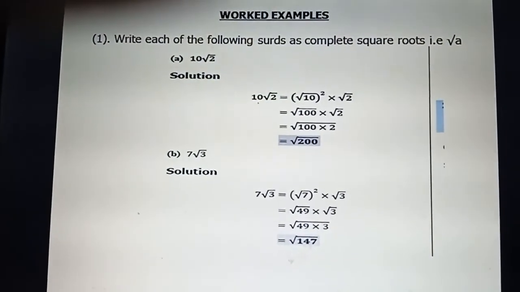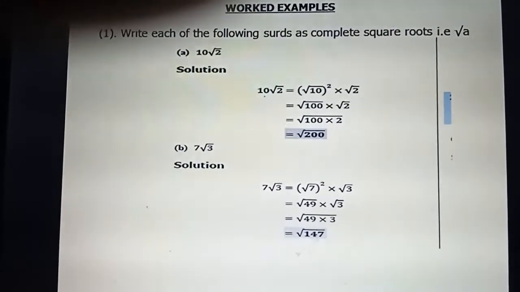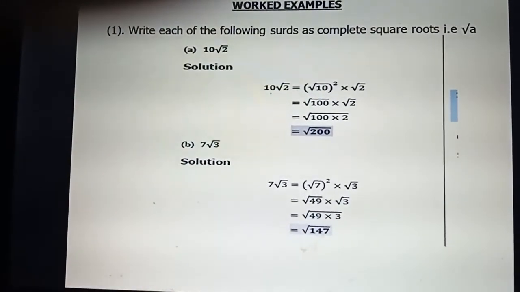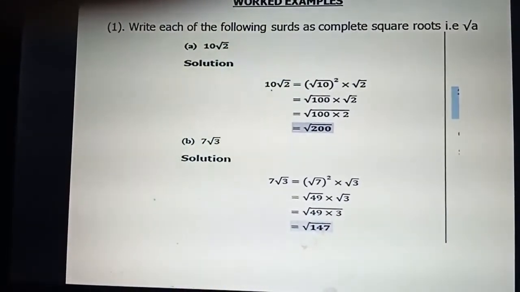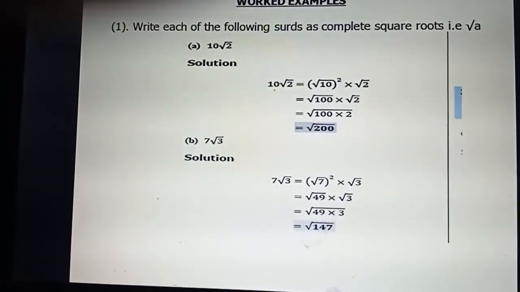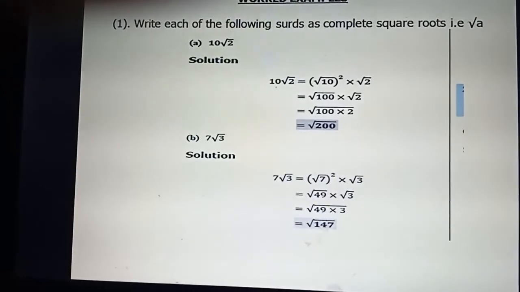Example 1. They say write each of the following surds as a complete square root. That is root of a. It means your answer is supposed to be in a single surd. This is called a single surd.